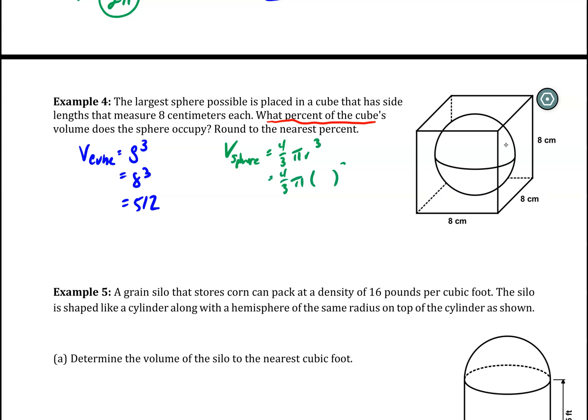My r here is, again, if it's telling you that the largest possible sphere, meaning that the sphere fits inside the box, like the top and the bottom touch, the sides touch. So this would be the same thing as this. So therefore, I want half of that. So I want half of this. So my radius is going to be 4 here. So let's plug this in here. So 4/3 pi, this is 64. All right, and then I can now plug this into the calculator.